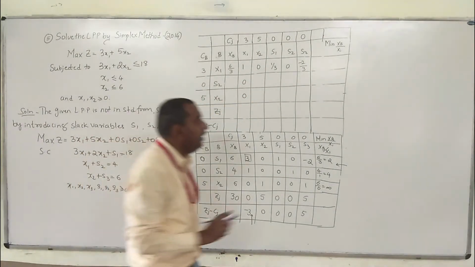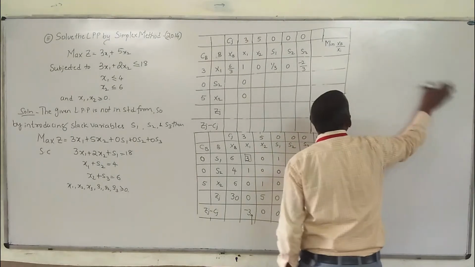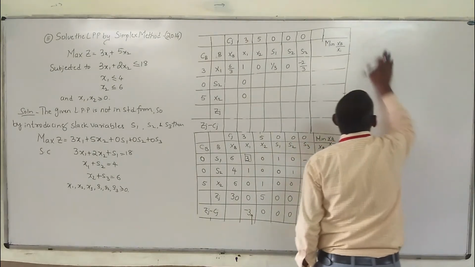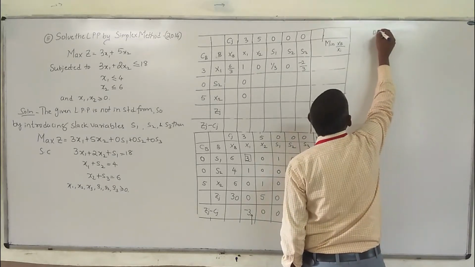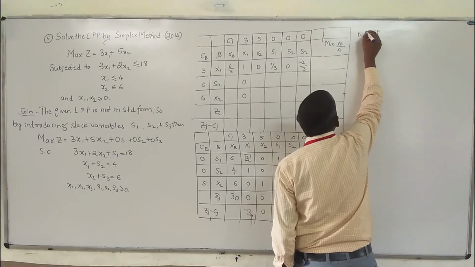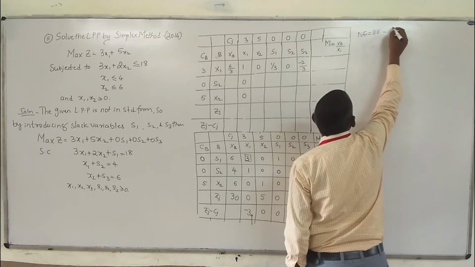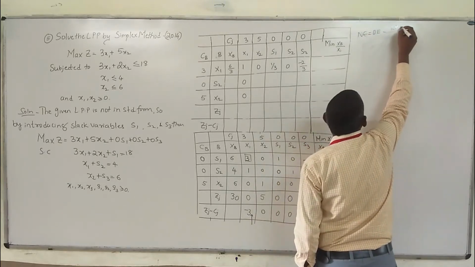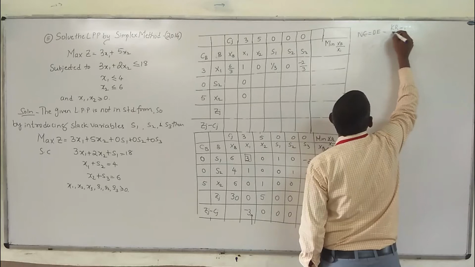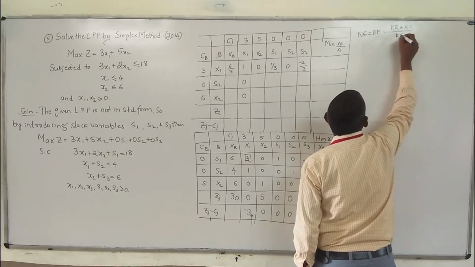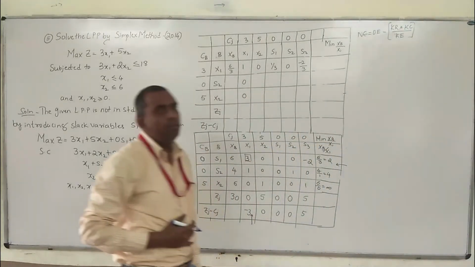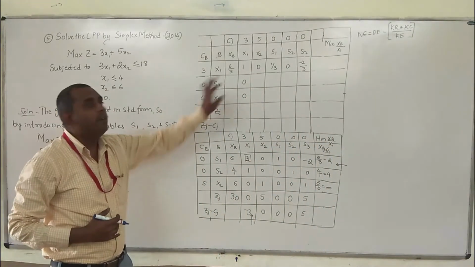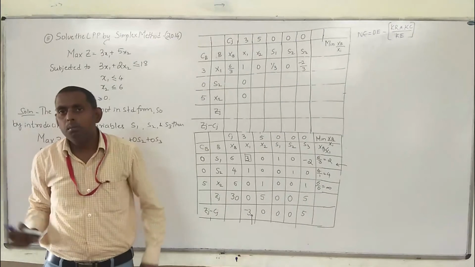So how to calculate? So the formula is there. So what is the formula? The formula is: new element is equal to old element minus key row into key column divided by key element. So this is the formula. So using this formula, we are supposed to find the values of the new element at a particular position.